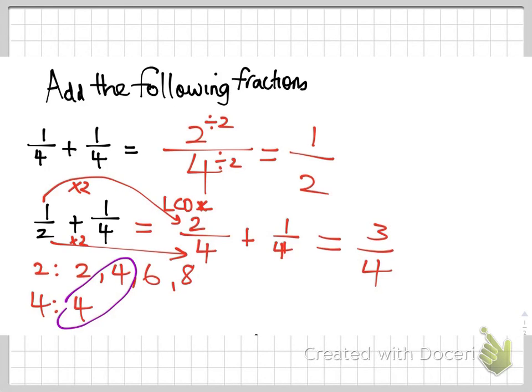Now, a quarter plus a quarter, the denominator is 4. I can copy the denominator down. As you can see in red, I've got 4 in the denominator, and you add the numerators, 1 plus 1 is 2, so I've got 2 over 4.